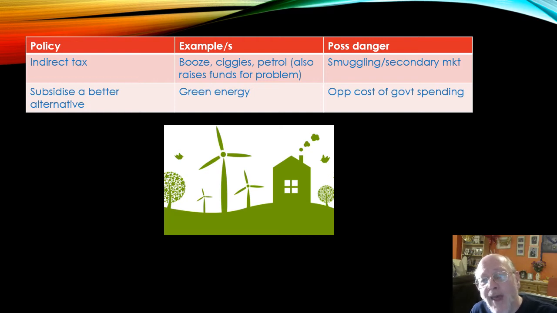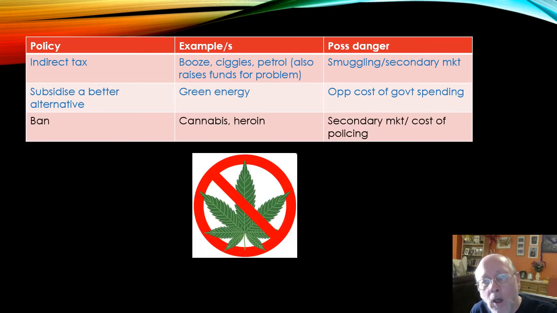Now, the negative there is that the money spent on the subsidy could be used to spend on something else. You'll notice with an indirect tax, it actually brings in money to the government that they could potentially use, say with smoking duty, to finance the health service or an anti-smoking campaign. With subsidies, you're actually spending money that could potentially be used elsewhere. We could, if we regard the negative externality as being sufficiently big, simply ban it.